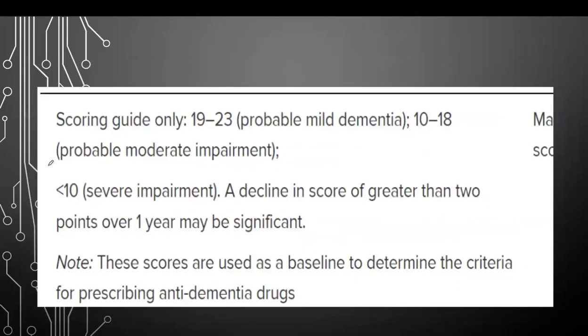So when we do the MMSE, the score is 0 to 30. If someone has a score between 19 to 23, that's mild dementia. 10 to 18 is moderate dementia, and less than 10, severe dementia. Okay, so again, I told previously that if someone's MMSE score is less than 10, they don't actually have the mental capacity to give consent for their medical treatment.